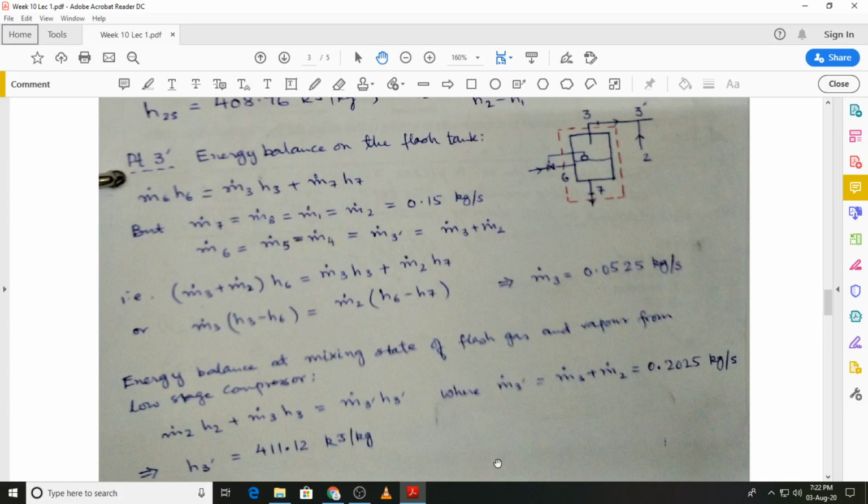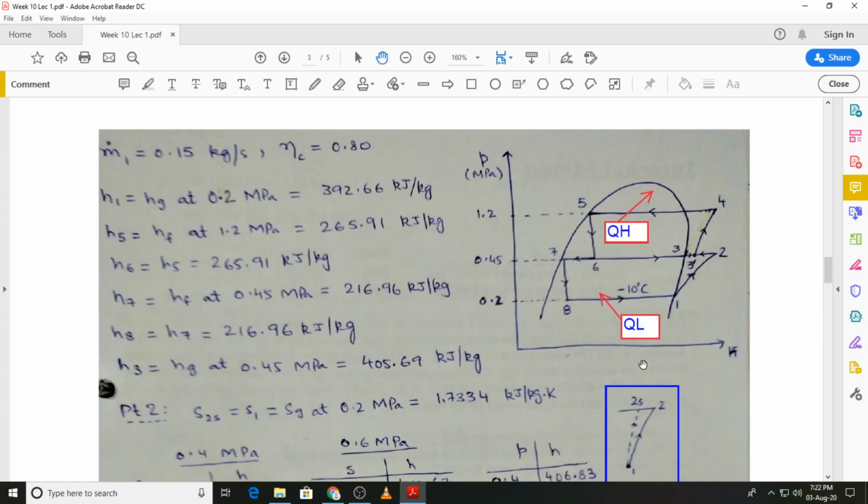Once we have found out the enthalpy H3 prime, then the point 3 prime can be located on the pH chart. So I'll go back to that pH diagram and just show you what I mean when I say it can be located on the pH chart. So what we will have is that we know that we have an enthalpy at state point 3 prime of around 411 kilojoule per kilogram.